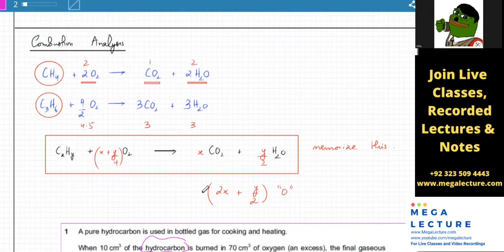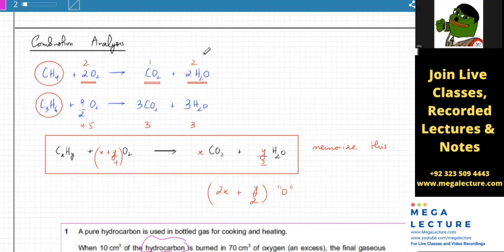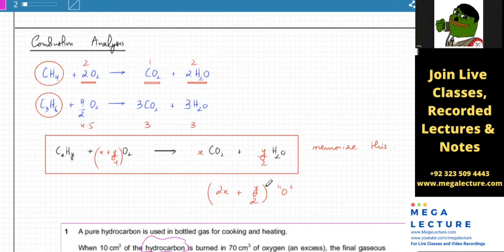Yes, sir. So on the right side, I've got 2x oxygens. How many oxygens do I have over here? 3, right? If I have 3 water molecules, that's 3 oxygens. If I have 2 water molecules, that's 2 oxygens. So if I have y by 2 water molecules, I've got y by 2 oxygens. So I got 2x oxygens over here, I've got y by 2 oxygens over here. So the total number of oxygens is this much. Is that clear? Yes, sir.